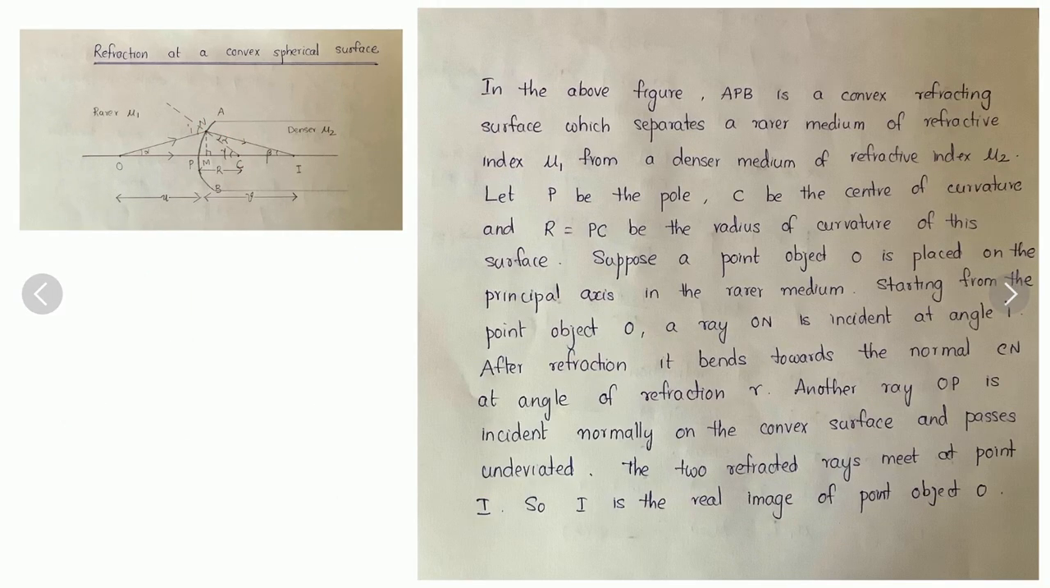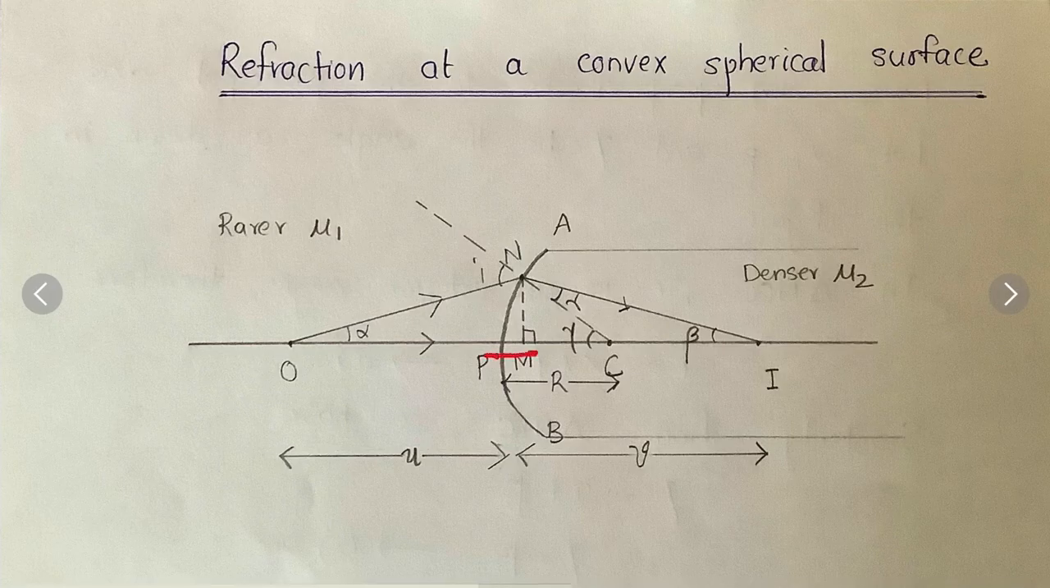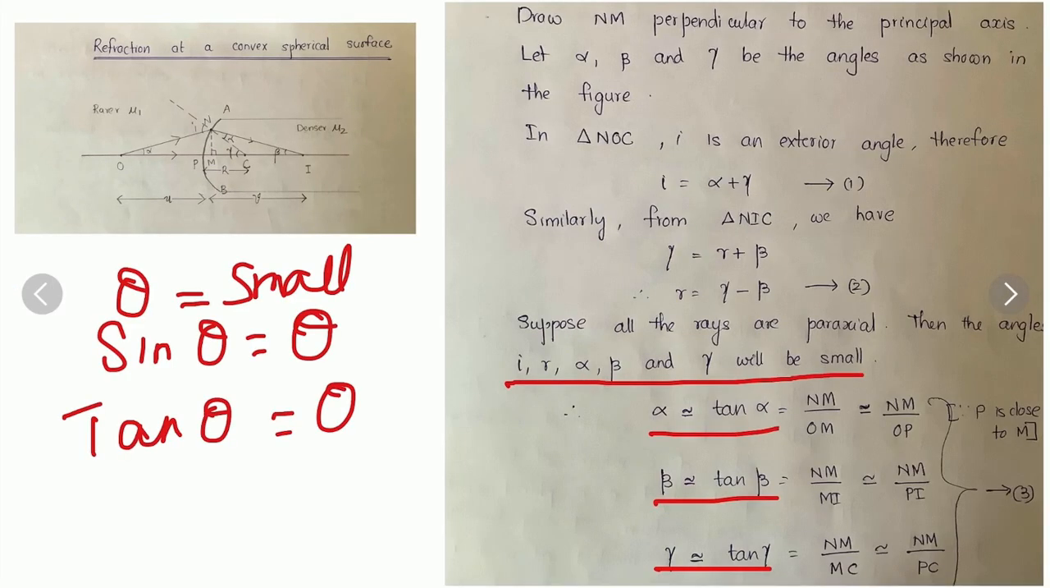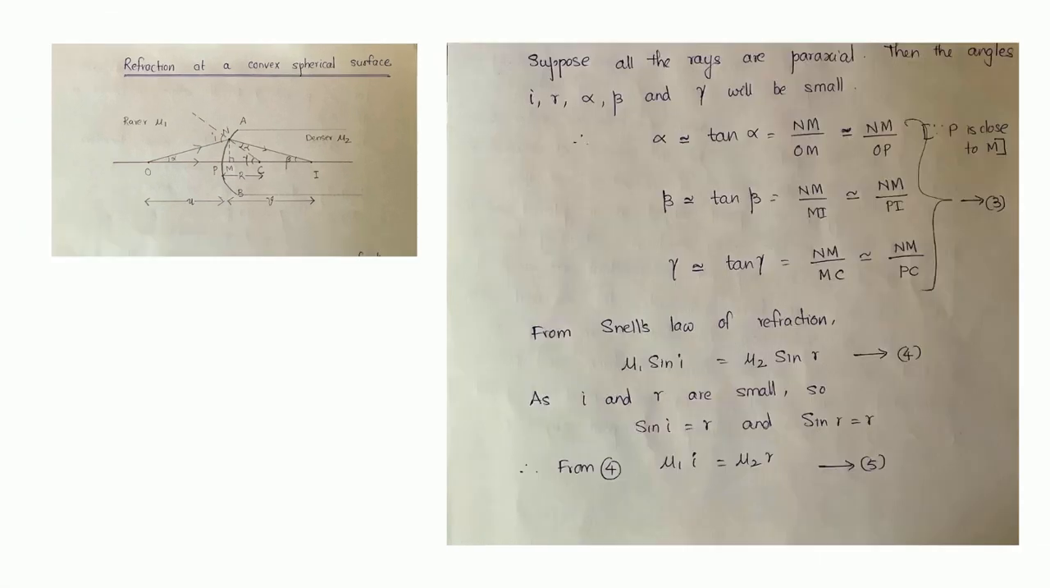But if you see in this figure, P and M are very close to each other. I'll take you to the big picture here. So instead of M, you can also consider P, because P and M are very close to each other. So OM you can write as OP. Hope you're following. So OM is equal to OP. Similarly, MI is equal to PI.